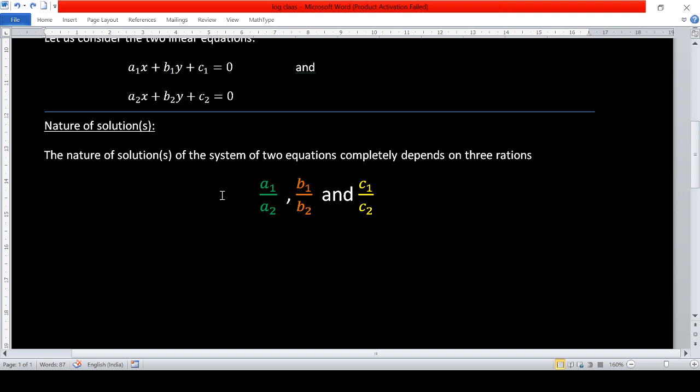So you have to get ready to calculate these three values to find out the nature of the solutions of the equations. That is the second observation.